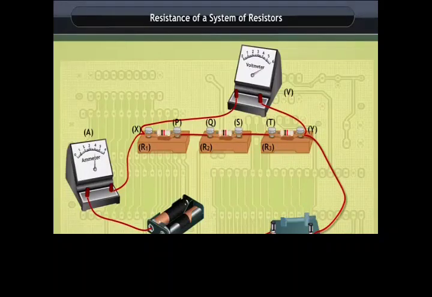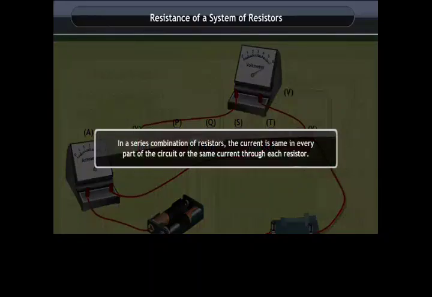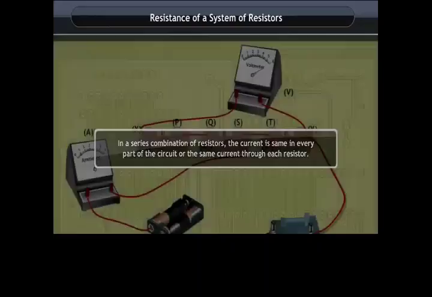Plug the key. Note the emitter reading. Change the position of the emitter to anywhere between the resistors. Note the emitter reading each time. Do you find any change in the value of current through the emitter? You will observe that the value of the current in the emitter is the same independent of its position in the electric circuit. It means that in a series combination of resistors, the current is the same in every part of the circuit, or the same current through each resistor.